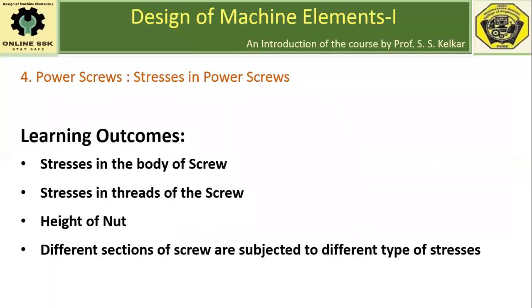So in today's video tutorial, we have seen stresses inside the body of the screw, stresses inside the threads of the screw, compressive stress, bending stress, torsional shear stress. Height of the nut is what? Different sections of the screw are subjected to different types of stresses. Sigma c, sigma b, then torsional shear based on Tc calculation, based on Tt calculation, or based on total T calculation. That we have seen in elaboration. So here we complete the discussion regarding stresses inside the power screw.